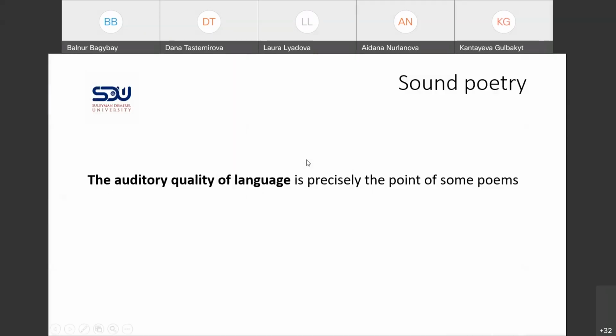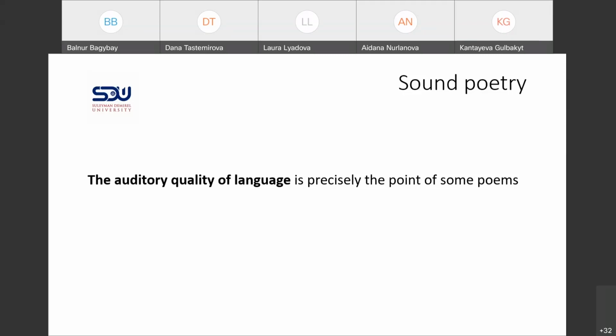Okay, next is the auditory quality of language. This is a very interesting thing actually. The auditory quality of language is looking at certain points in poems. It tells whether points in the poems have the quality or not. This is the term that we will be using when looking at the quality of poetry pieces.